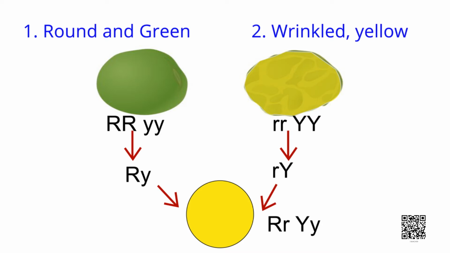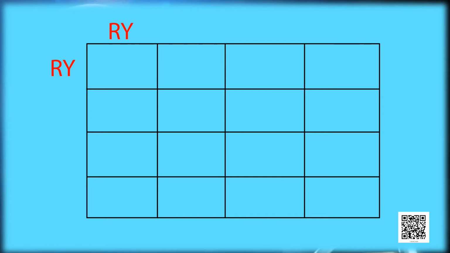The F1 generation progeny were all found to be round and yellow, with the genes capital R, small r, and capital Y, small y. Then their self-fertilization was carried out for F2 generation. Now, 4 gene sets were formed. They were capital R, capital Y, capital R, small y, small r, capital Y, and small r, small y.